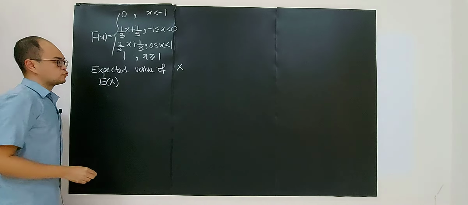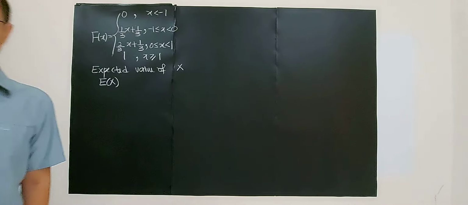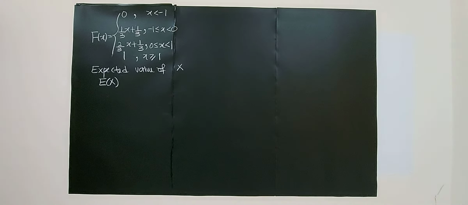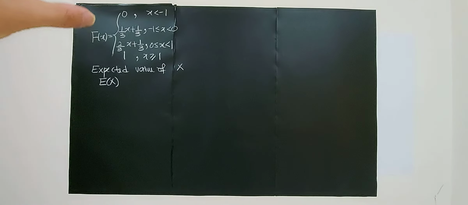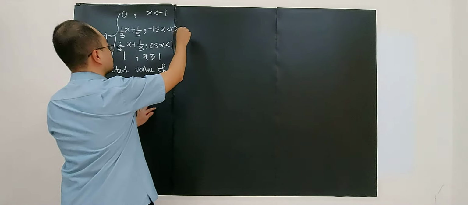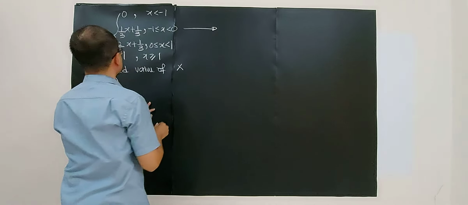To find the mean, as I said in the previous video, we don't use the cumulative distribution function, but we use the probability density function. Please be careful. You must note down that if you want to find the expected value or the mean of x for a continuous random variable, you must find the probability density function. So you need to transform this to a probability density function.